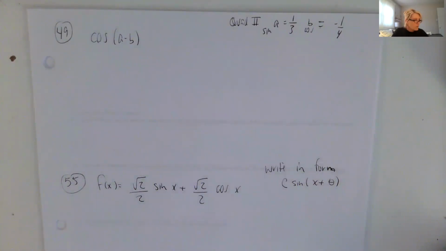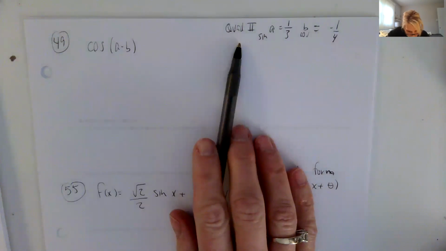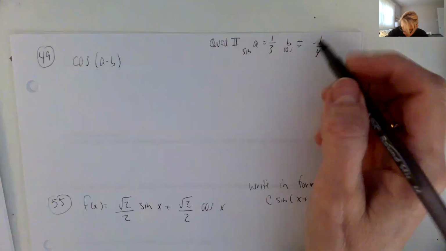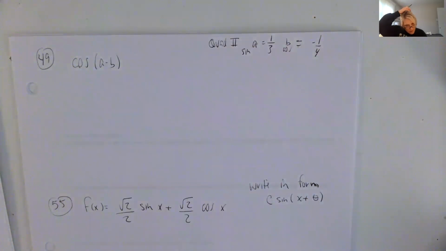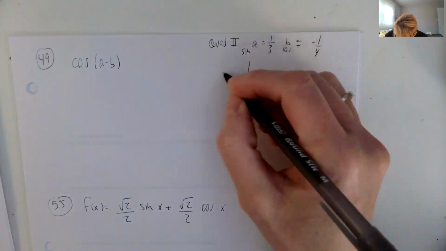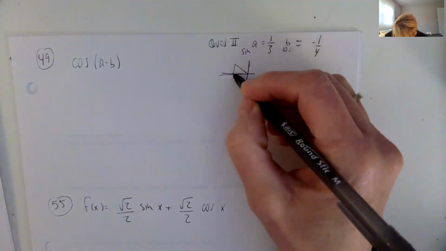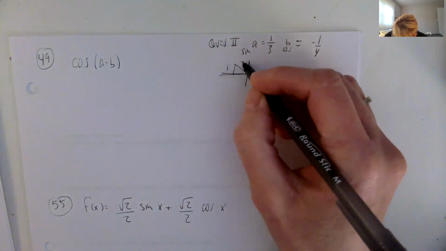Okay, so number 49 is giving us a stipulation as well, 49 and 50. It's saying we're in quadrant 2, and the sine of A is 1/3, and the cosine of B is -1/4. So first of all, before we can use the difference identity for this cosine, we have to find our other measures. So let's first do this angle. It's in the second quadrant here.